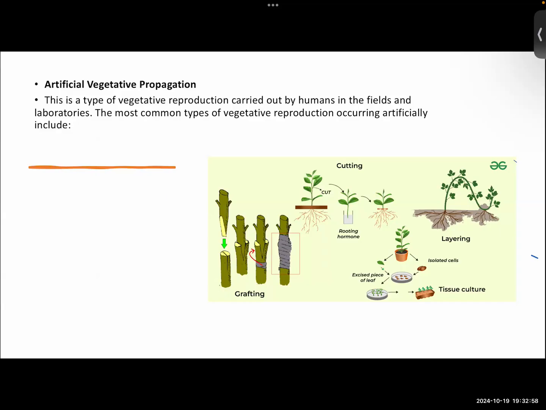The last class we did learn about the natural vegetative propagation methods. Today we are going to continue our discussion from the artificial vegetative propagation methods. Now, what is artificial vegetative propagation and what are the different methods of this artificial vegetative propagation? Before that, Razan, do let me know if you have any questions.